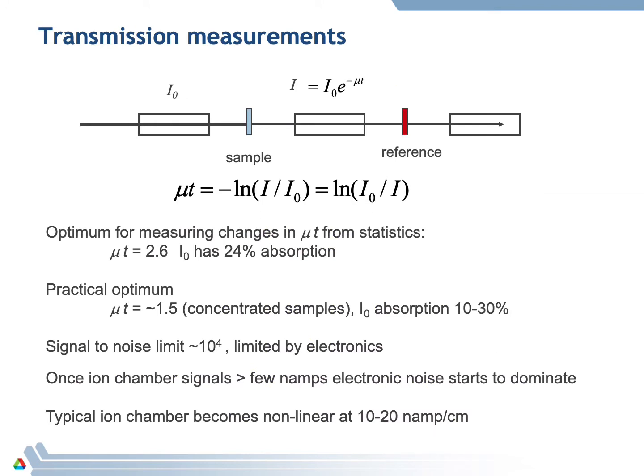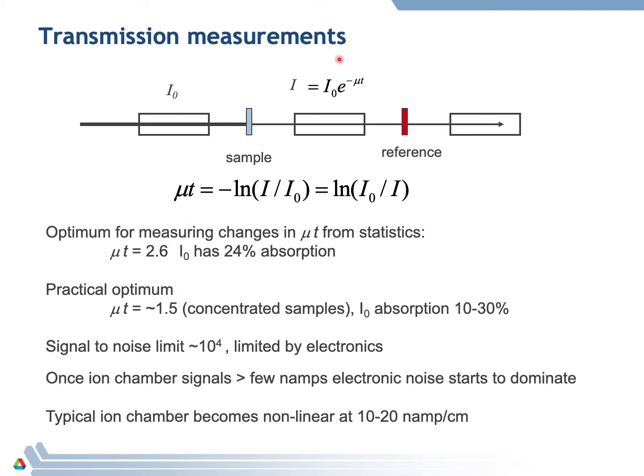So let's talk about some of the methods for measuring XAFS. We'll start with transmission measurements. A typical setup would use ion chambers to measure the beam. You'd have an I0 ion chamber, the sample, and then you'd measure the transmitted beam. Now what we're measuring is going to be the absorption coefficient. That's what we want to measure for XAFS. So it's always going to be accompanied by the thickness of the sample. So we measure this mu t.